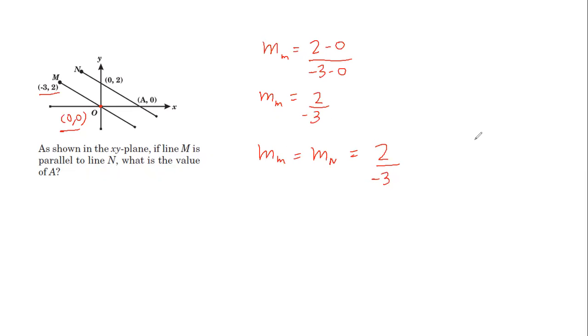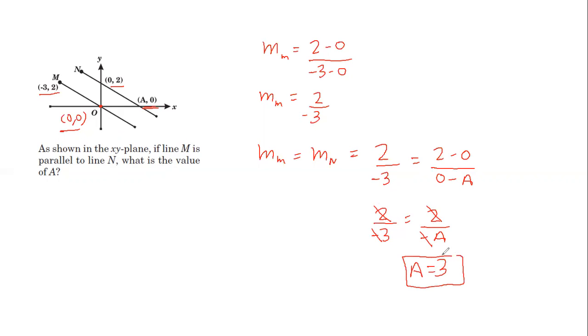Because two lines are parallel, parallel lines will always have slopes equal. That's what we learned. Now, I can directly apply the formula for the slope of line N, that's y2 minus y1 over x2 minus x1. So I can say y2 minus y1, that's 2 over 0 minus a. So that's 2 over -3 is equal to 2 over -a. Negative will cancel out, 2 will cancel out, and I'll get the coordinate of a as 3.